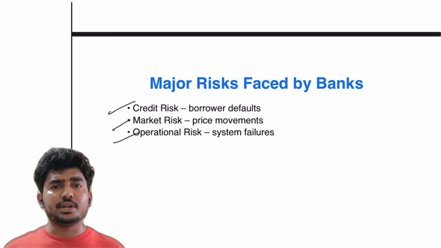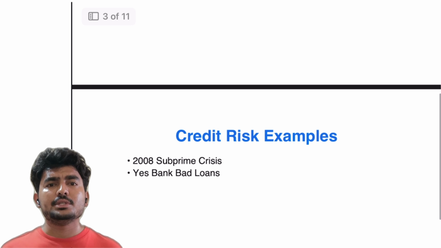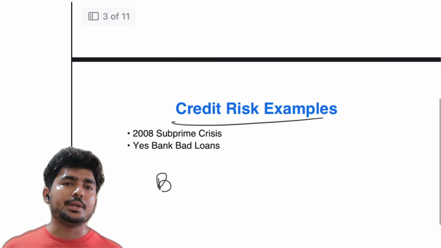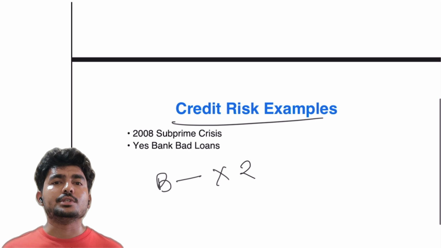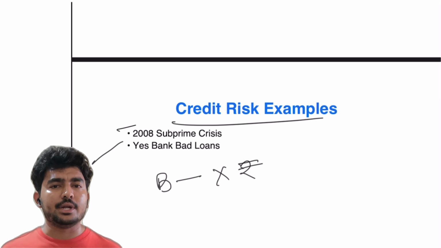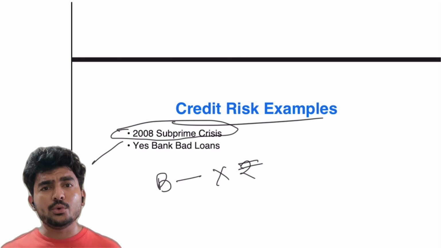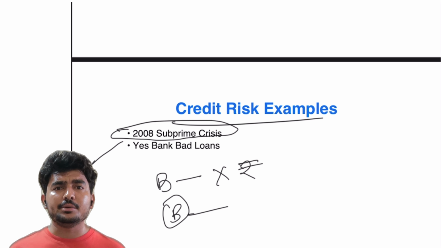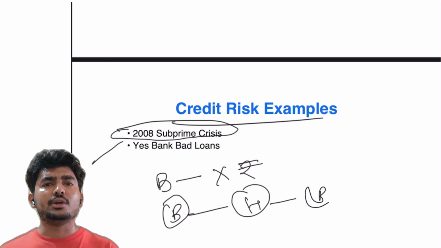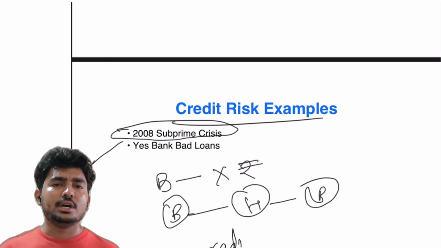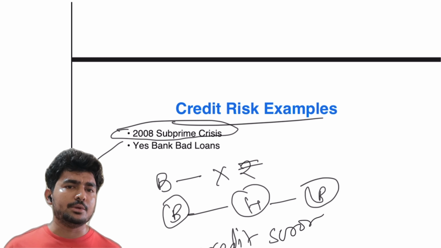Let's start with credit risk. Credit risk simply means the borrower may not repay. The biggest proof is the 2008 subprime crisis. Banks gave home loans to borrowers with weak credit. Millions defaulted, global banks collapsed. That's how dangerous credit risk can be.